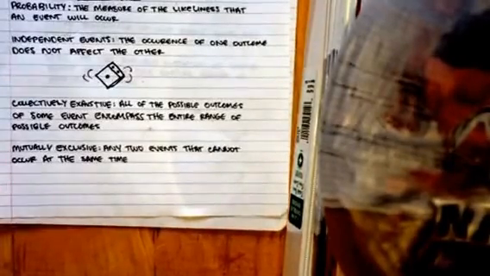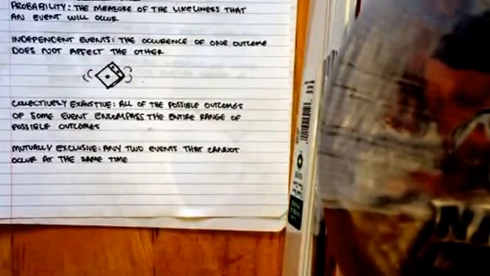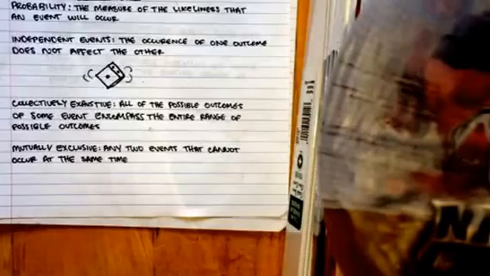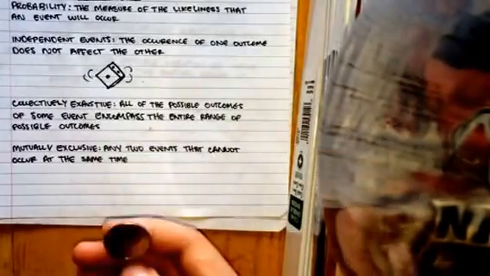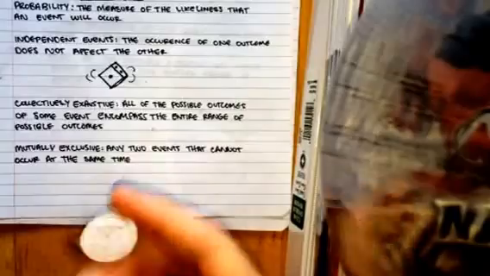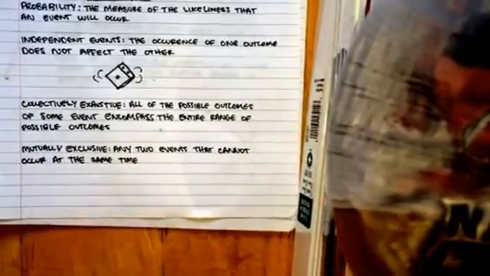And the last definition I'd like to give is mutually exclusive. This happens when any two events cannot occur at the same time. For instance, if you flipped a coin, you can only get heads or tails. You cannot get heads and tails.